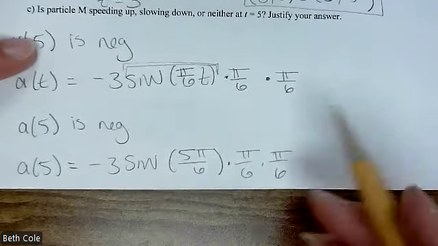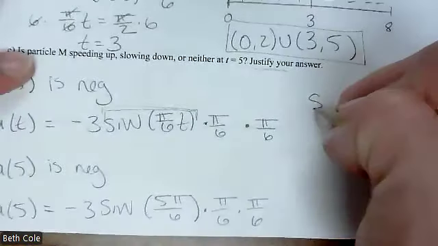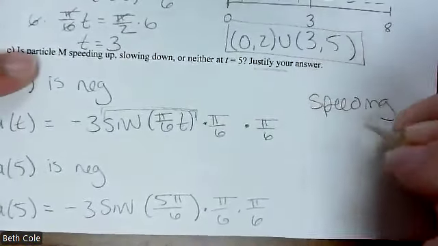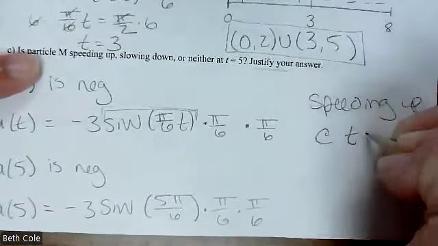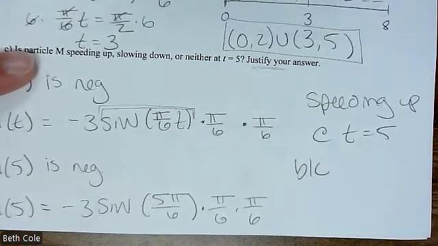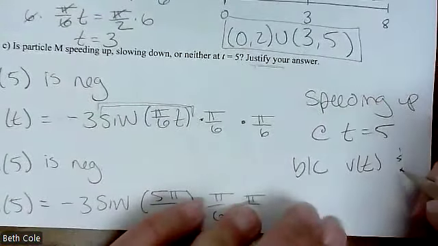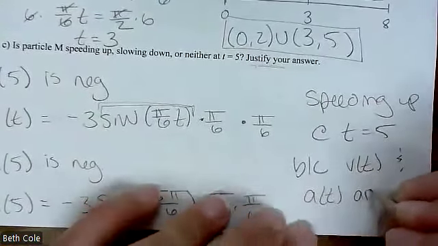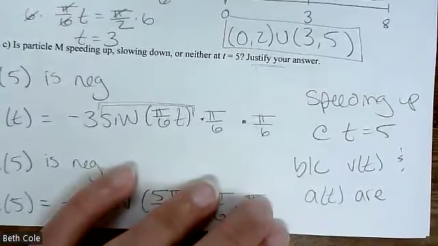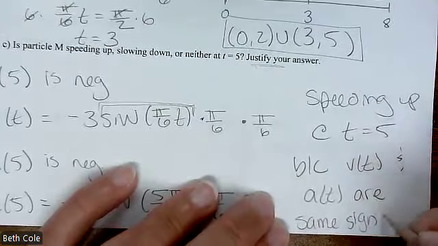All right, so what's the answer to the whole thing? And we have to justify, so you have to write a little sentence. Oh, good. Speeding up. I love it. Speeding up at what time? At time 5, because velocity and acceleration are, oh, you can say both negative. I like to say are the same sign there.